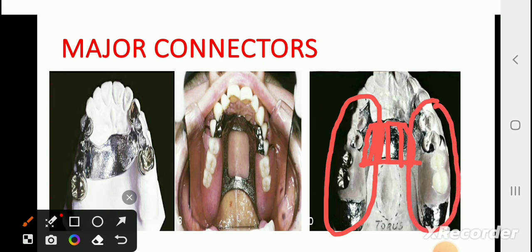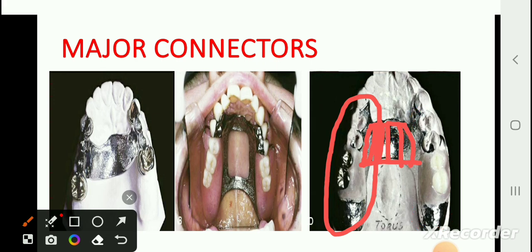The major connector is the part of the RPD that connects the component on one side of the arch to the component on the opposite side of the arch. And all the components attach directly or indirectly to the major connector.